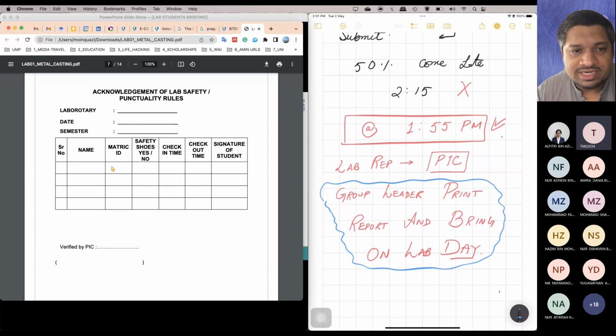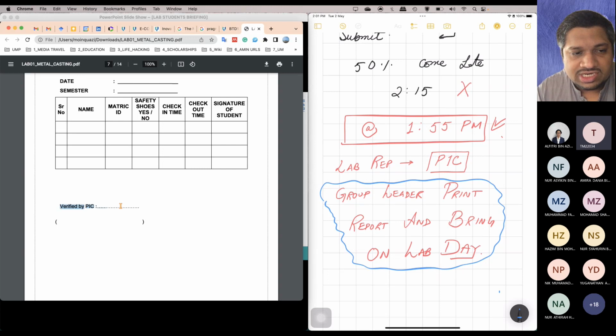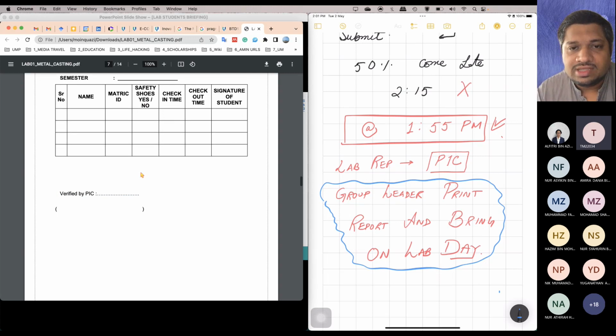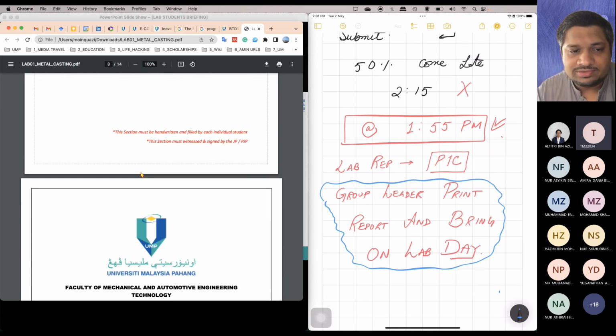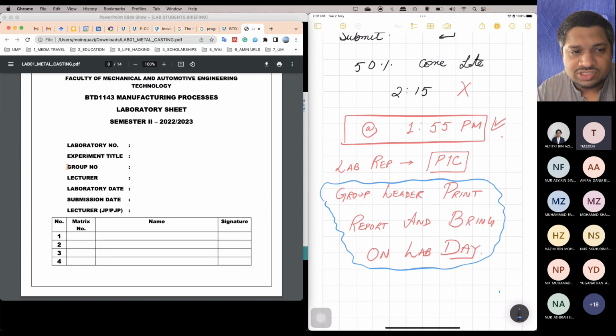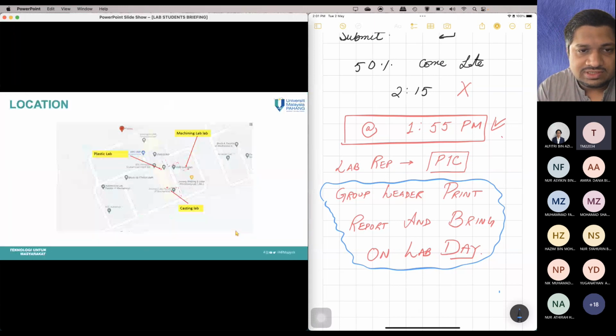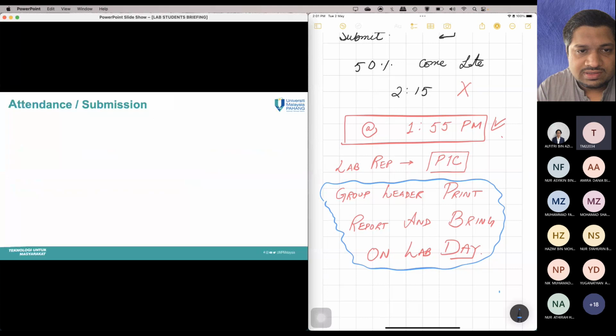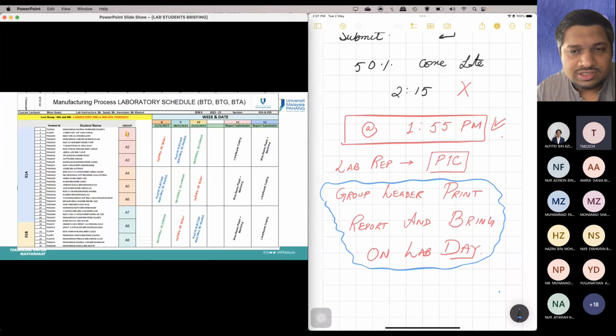Write down your name, matric ID, safety shoes, check-in, check-out time, and then sign the lab sheet. And then the PIC, or the lab in charge, is going to sign your sheet. Once he signs your sheet, then you can submit your lab report. This is the title page of the lab report in which you should mention your group number. Which group number? The group number which is given here. So please mention your group number in the lab report.